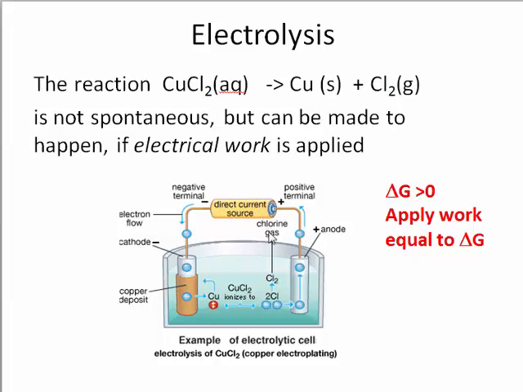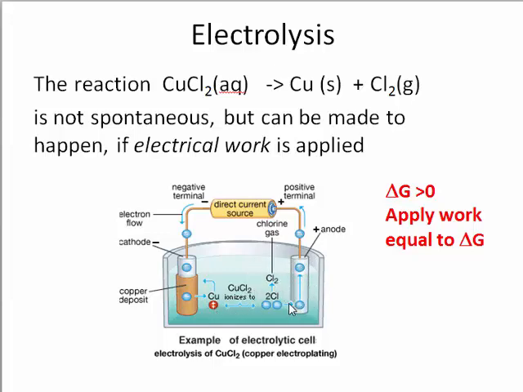For example, here we see one electrode immersed into the copper chloride solution. This anode, where oxidation occurs, is the place where chloride ions come to give up electrons and become chlorine gas. The chloride is oxidized at this anode, and the chlorine gas can escape from the water.